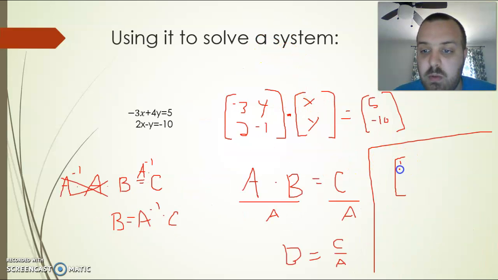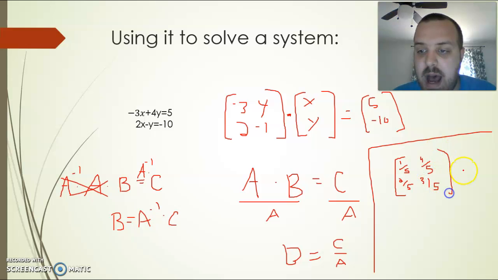So if I do 1/5, 4/5, let's make sure I don't mess this up, 1/5, 4/5, sounds like a Dr. Seuss book, 2/5, and 3/5, and I multiply that by the matrix 5, -10.